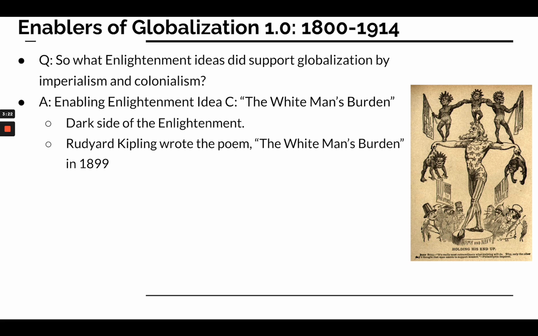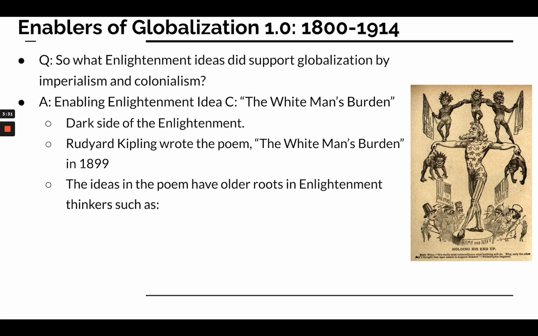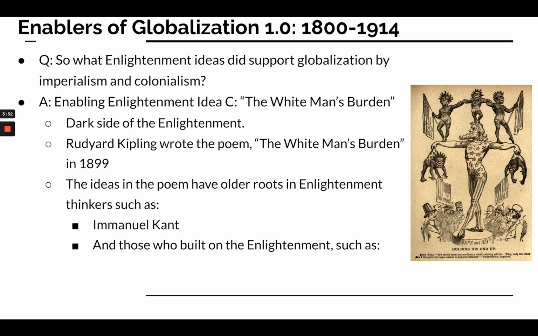So remember, as I explained earlier, Rudyard Kipling's poem, The White Man's Burden, is not written until 1899, which is after the Enlightenment. But the ideas in his poem have their roots much farther in history, in the Enlightenment thinkers and in the Enlightenment era. And the thinker that we'll reference specifically is Immanuel Kant, a German philosopher of the Enlightenment, as well as those who built on Enlightenment ideas such as his. And for our example here, we will use John Stuart Mill, who, again, is writing after the Enlightenment, but is very much influenced by its ideas.